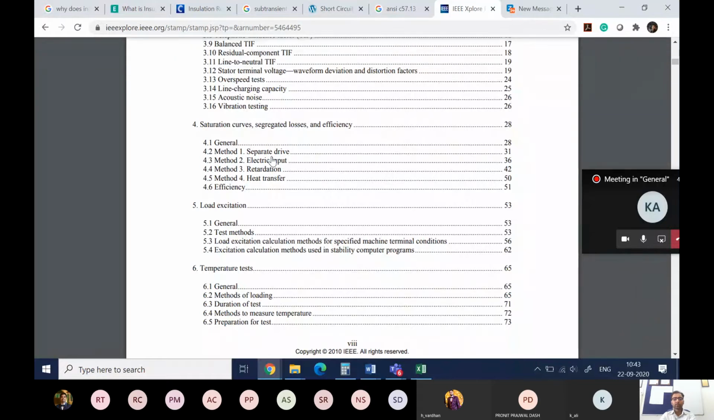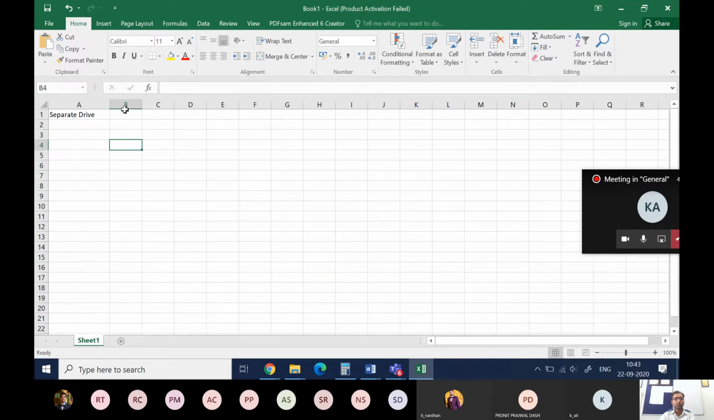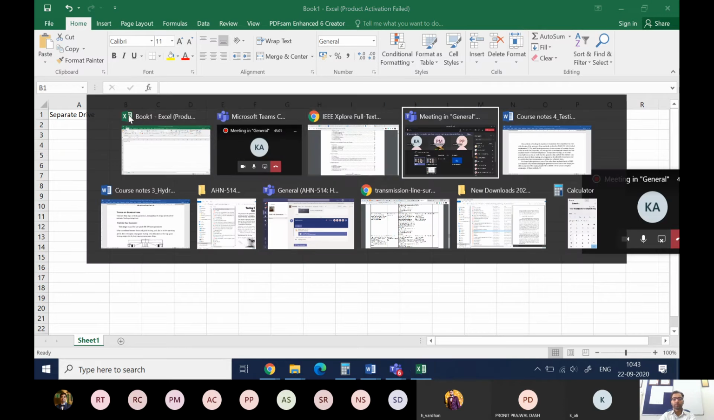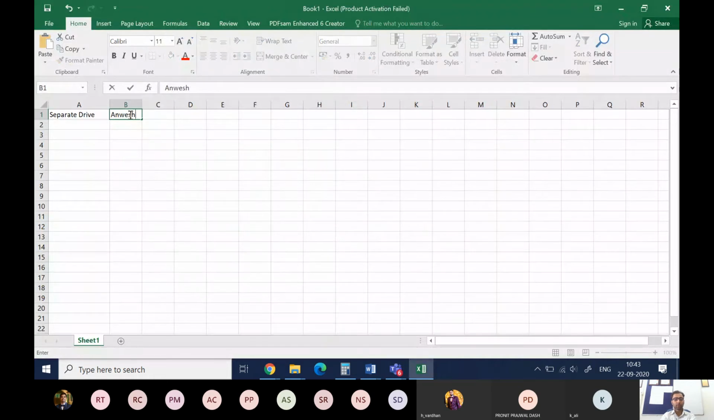So first, for efficiency testing, we have the tests. As you will see, they are much more comprehensive. So what I'll do is allot one method of efficiency testing to 2 students. So the separate drive method, first 2 people, Anvesh and Ashutosh. I'll upload this document also, you can refer to it for the particular method. You can do the study on that, prepare the assignment and present it.